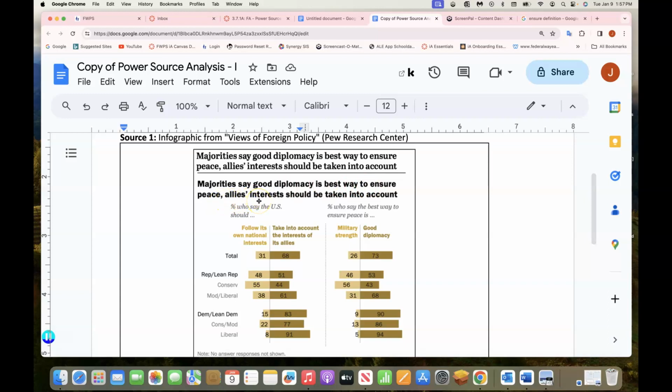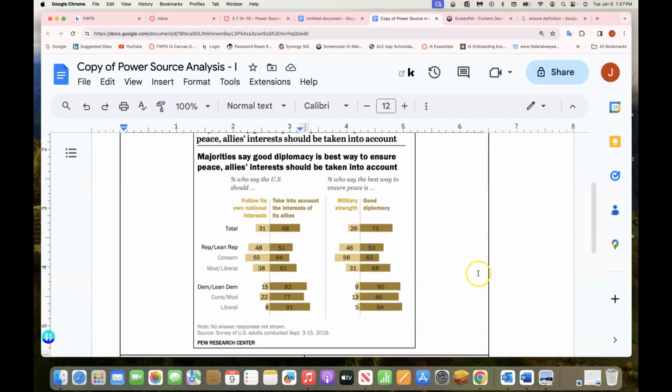Allies' interests. Our allies are our friends around the globe, the nations that we have a working relationship with. Okay, so allies' interests should be taken into account.